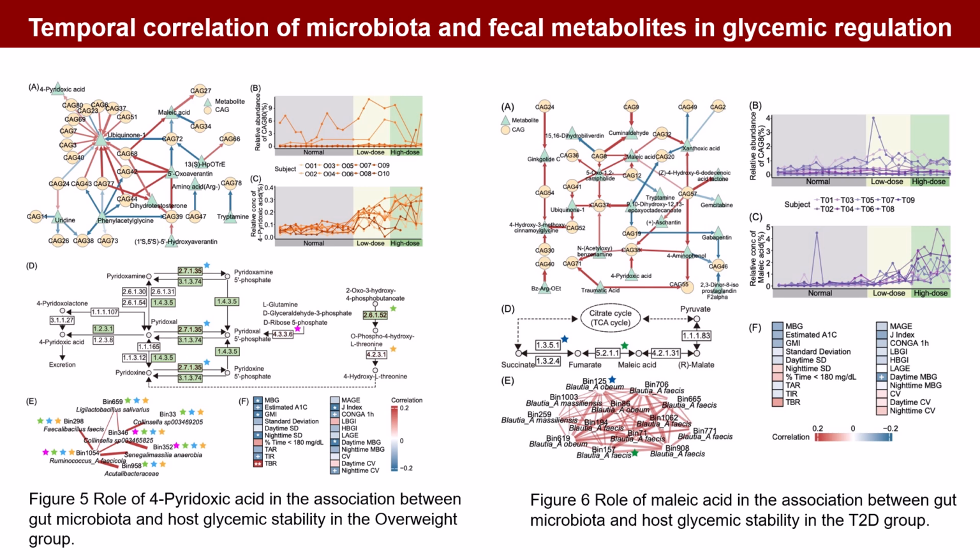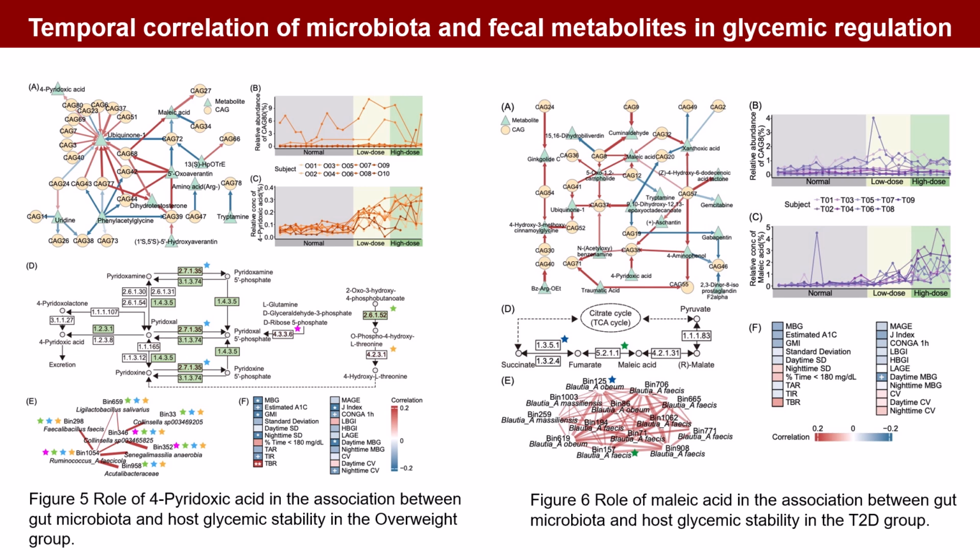In the overweight group, CAG80 was positively correlated with 4-pyridoxic acid, with the microbial shifts preceding metabolite changes. Furthermore, ALK-MAGs within CAG80 harbored encoding enzymes essential for 4-pyridoxic acid metabolism. In addition, 4-pyridoxic acid levels were significantly negatively correlated with multiple glycemic indicators. We conducted the same analysis in the T2D group and also identified key CAGs and their associated metabolites.